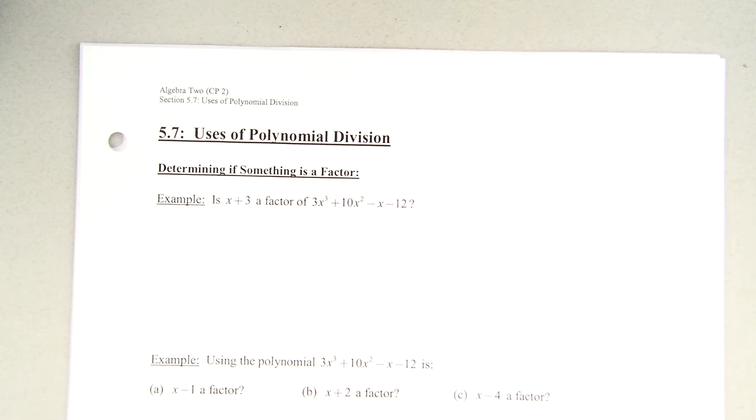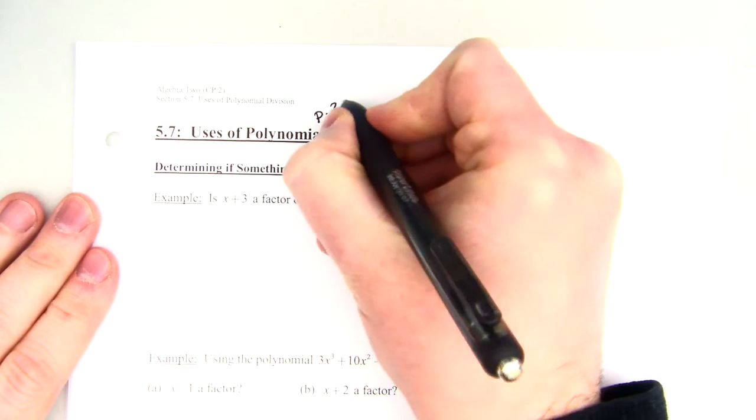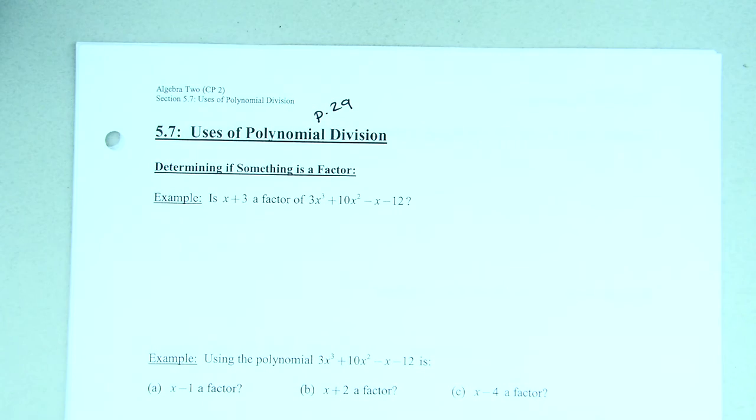After the last couple days of learning how to divide polynomials, today and tomorrow we're going to spend time talking about what we can use that polynomial division to do. And this is not so much real-world applications of polynomial division, but more how we can use polynomial division to do some factoring, to do some solving, and things like that. So in section 5.7, which starts on page 29, we're going to start looking at a couple uses here.